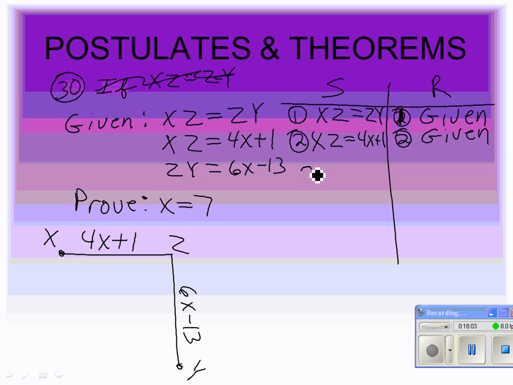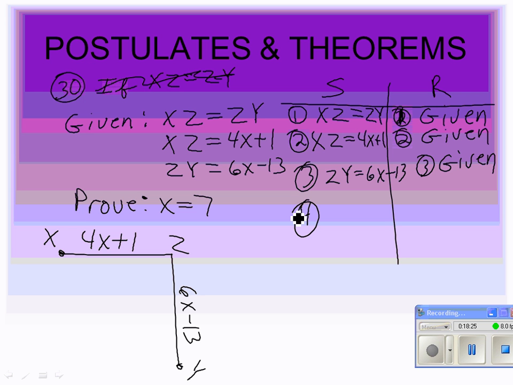That's another point. What's our third statement going to be? ZY equals 6x minus 13. And how do we know that? Another point. It was given. So right now, how many points you got? You got 6 points, and you haven't done anything. Now you got to start doing some work.